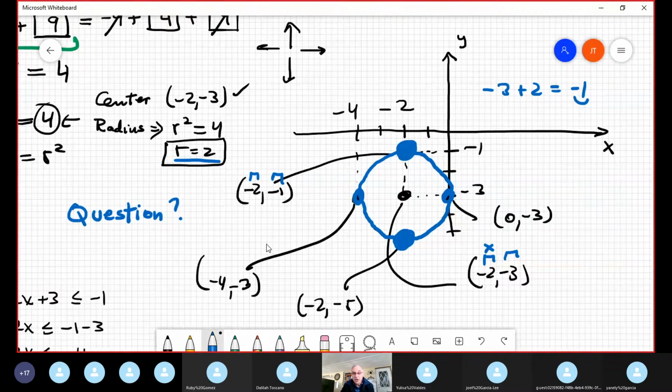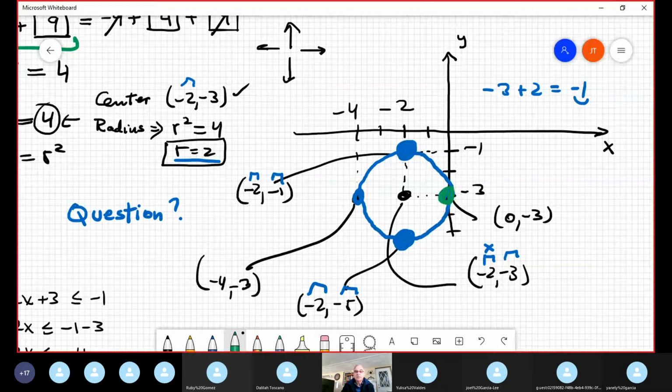Likewise, this point is going down. See, it's going down, so subtraction. From the center, negative 2, negative 3, it's going down, vertical. Now this is negative 2, so this stays the same, but negative 3 minus 2 is negative 5. Clear?